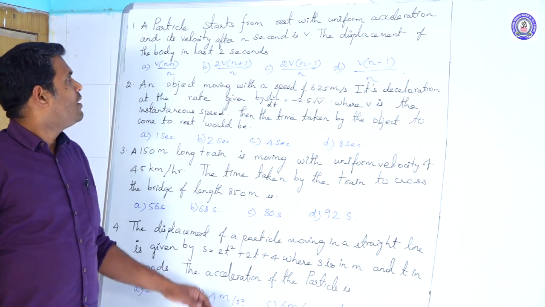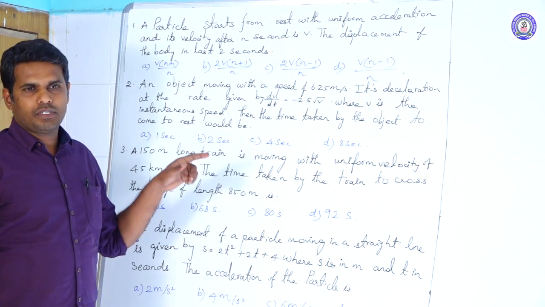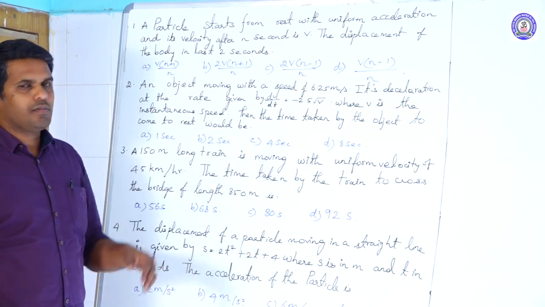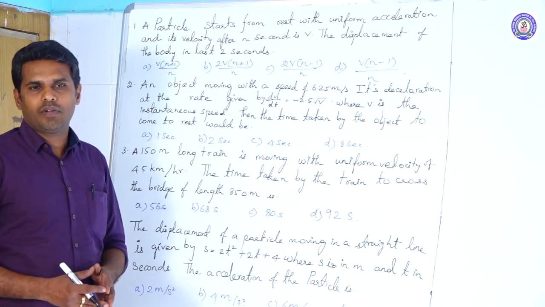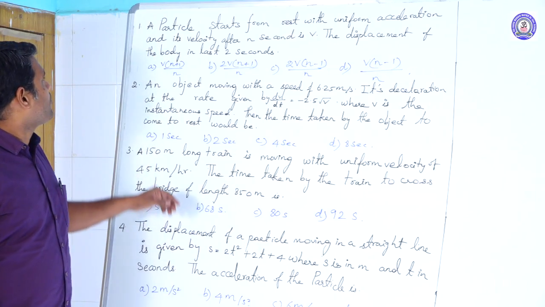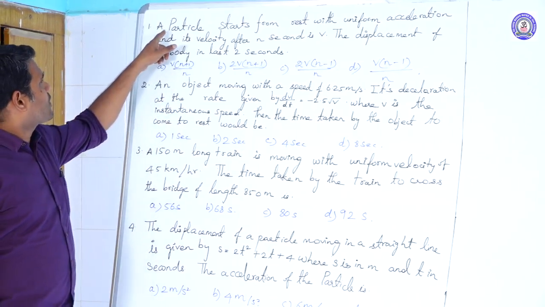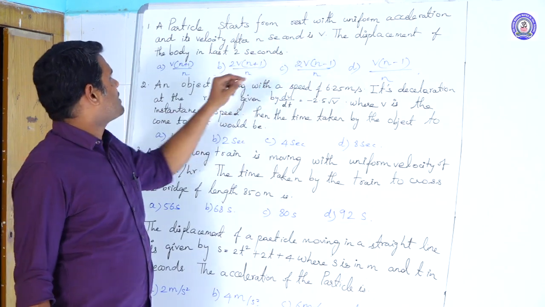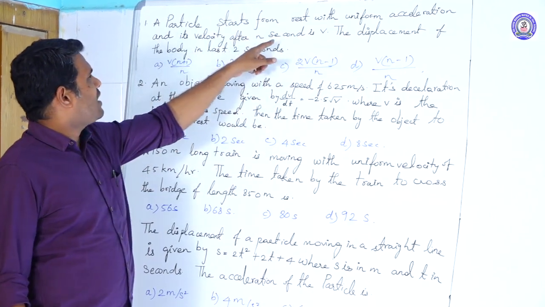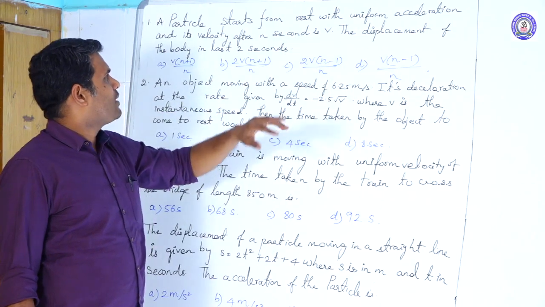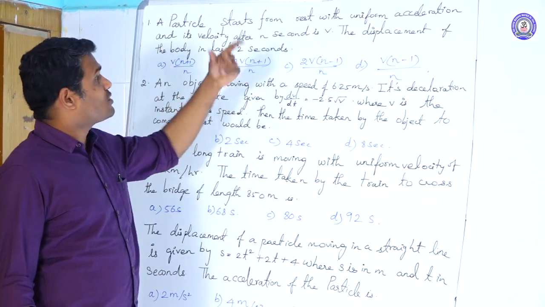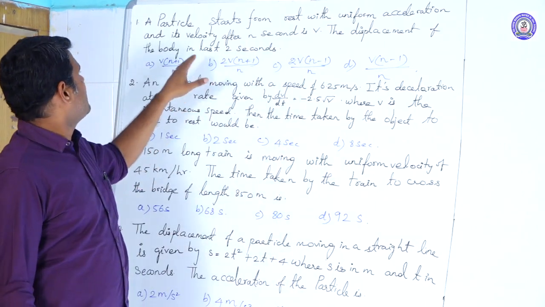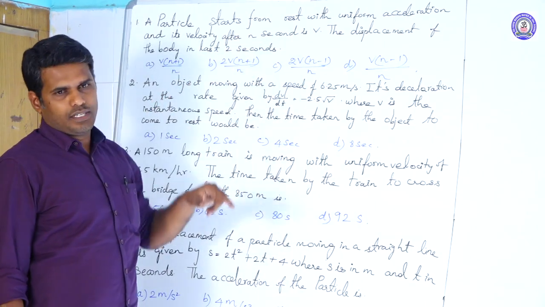Good afternoon. As a continuity of motion in one dimension, we shall list out some of the problems associated with the formulas which we discussed earlier. Here, question number 1. A particle starts from rest with a uniform acceleration and its velocity after n seconds is v. The displacement of the body in the last 2 seconds. They are asking you to calculate the displacement of the body in the last 2 seconds.